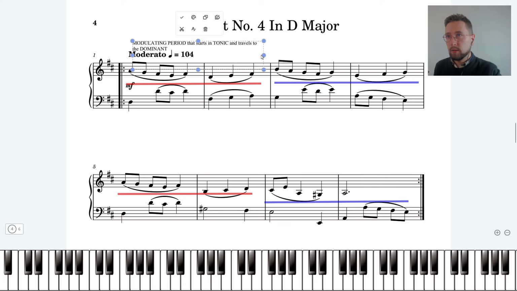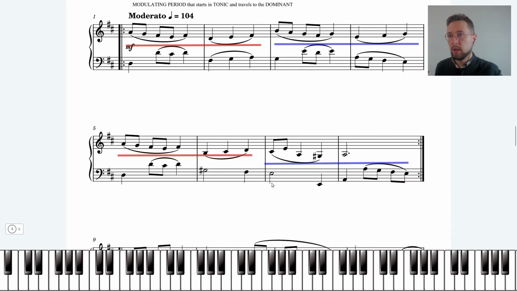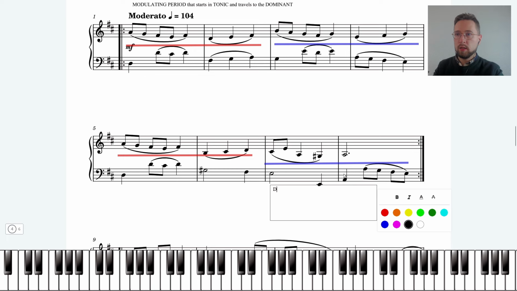Right, so let's see harmonically what happens. Here we have the perfect cadence in A major. So that's going to be the dominant and tonic of A major.